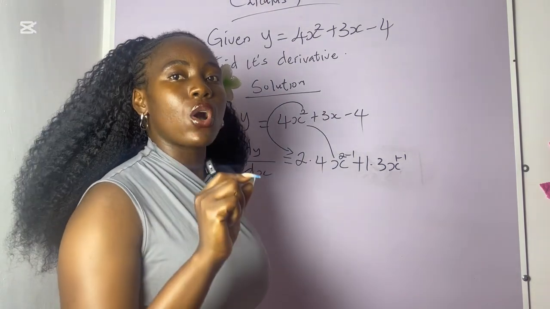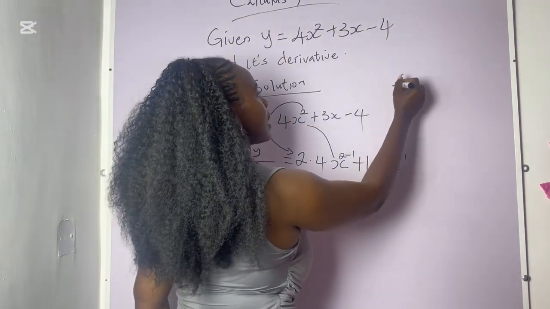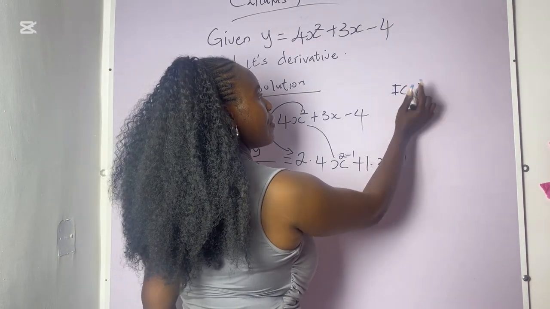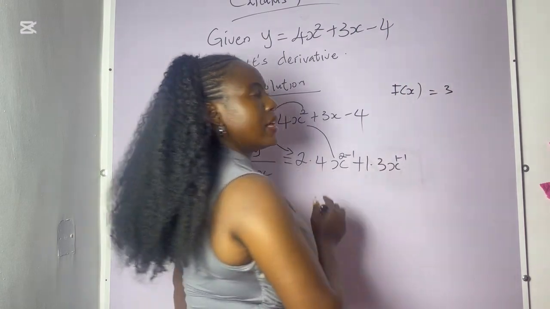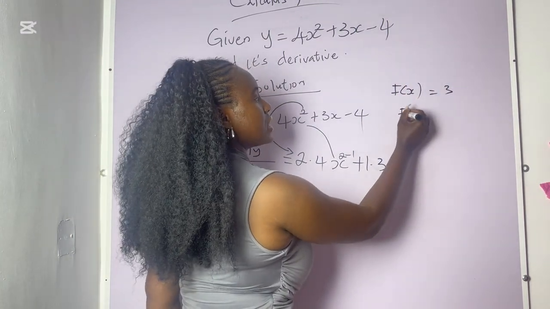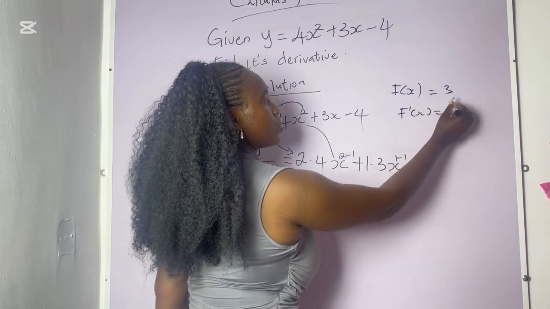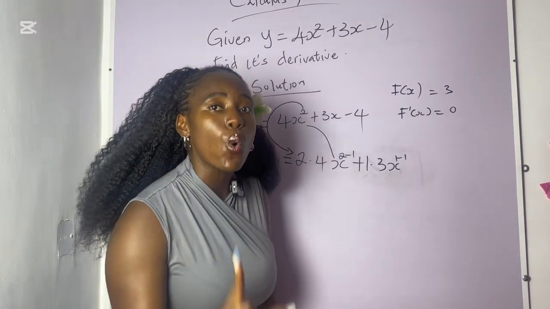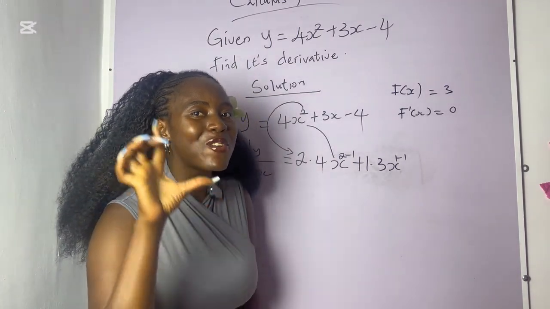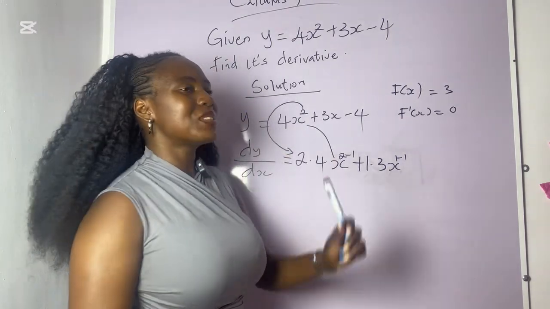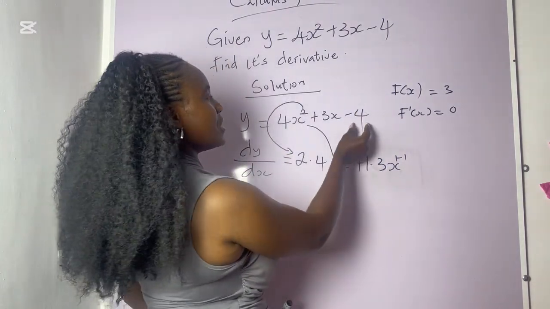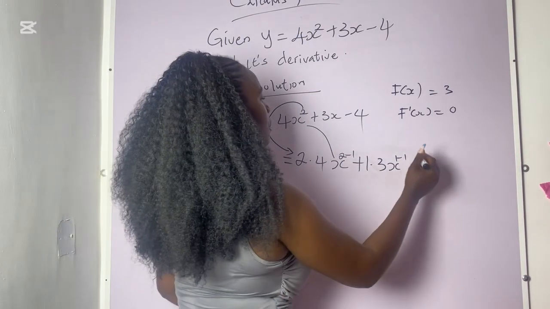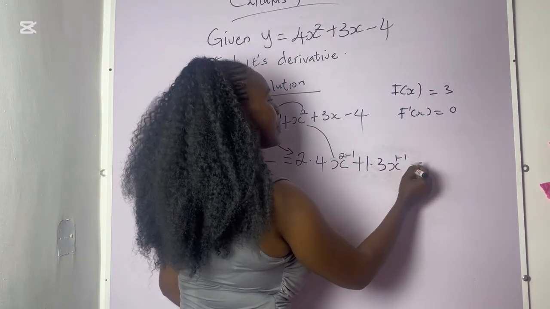And the constant rule: if you have f of x equal to 3, and 3 is a constant, now let's differentiate this. F prime of x is equal to 0. Whenever you're differentiating a constant, it always gives you 0. Now, let's differentiate minus 4. It can be positive or negative, it's still going to give you 0. So it's minus 0.